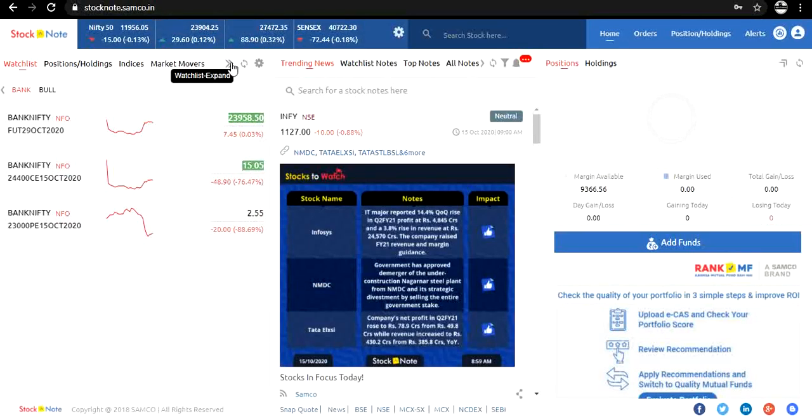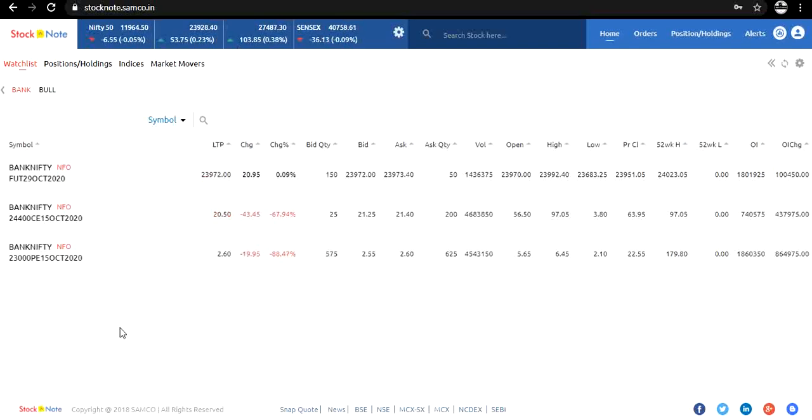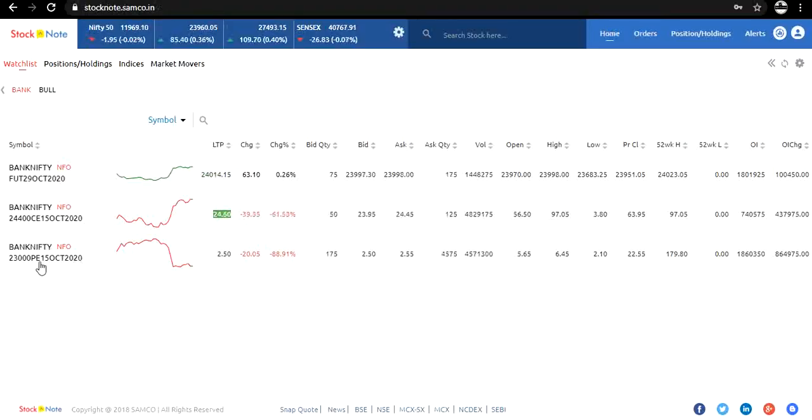Here it is. This is my Samco account, and I have added these options which I want to sell in my watch list. So I will be selling the 24,400 call, which is a resistance, and the 23,000 put.